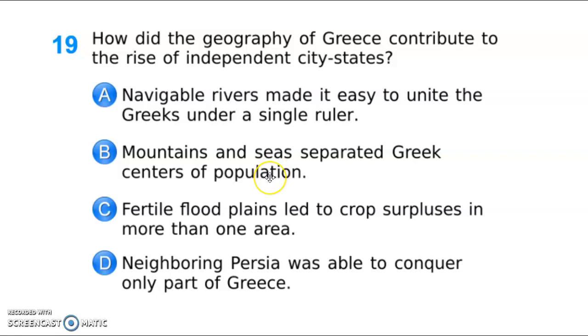This is correct. Like I said, the geography allowed for Greek city-states to emerge, and they were protected from invasions, so they were able to flourish. So because of the geography, the mountains and the seas, the Greek centers of population emerged.